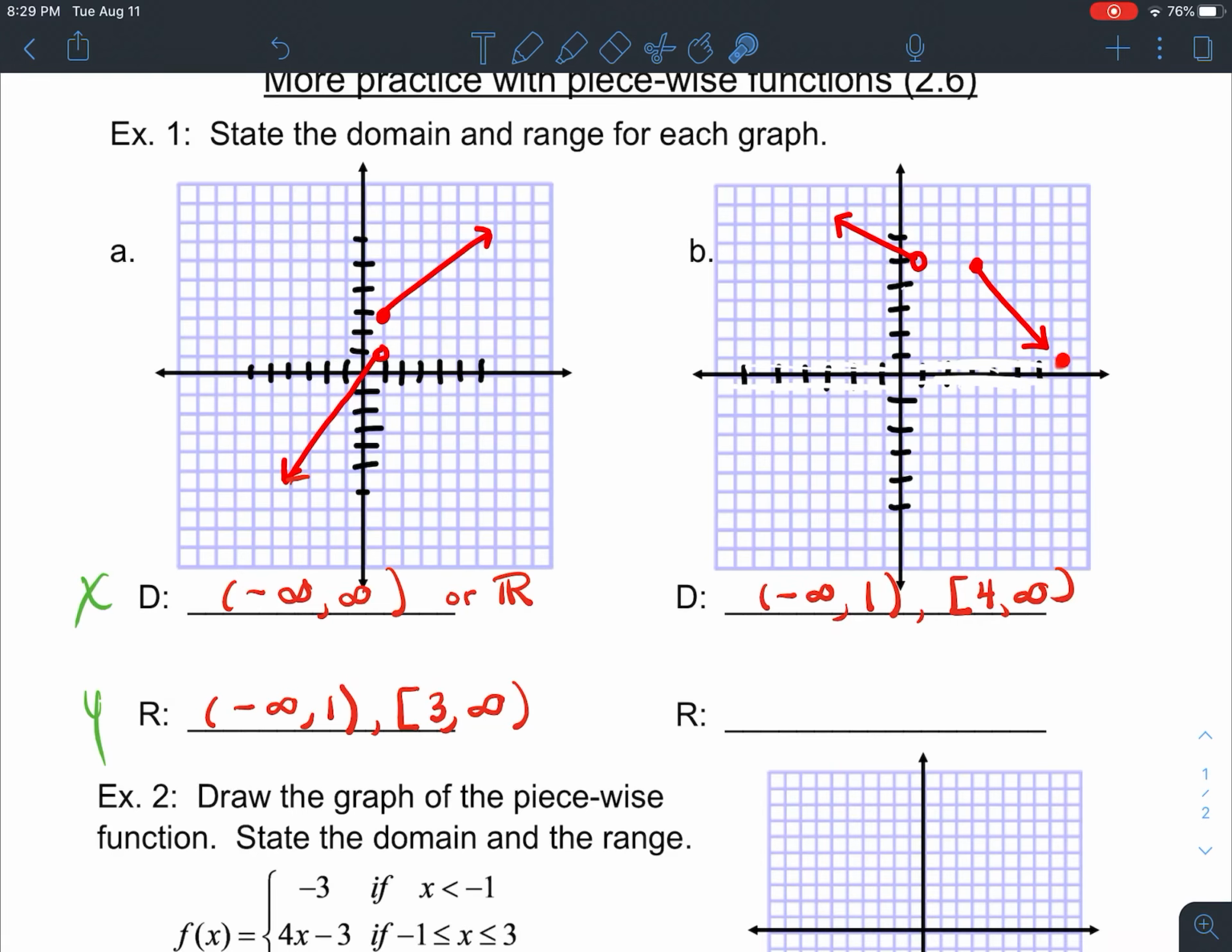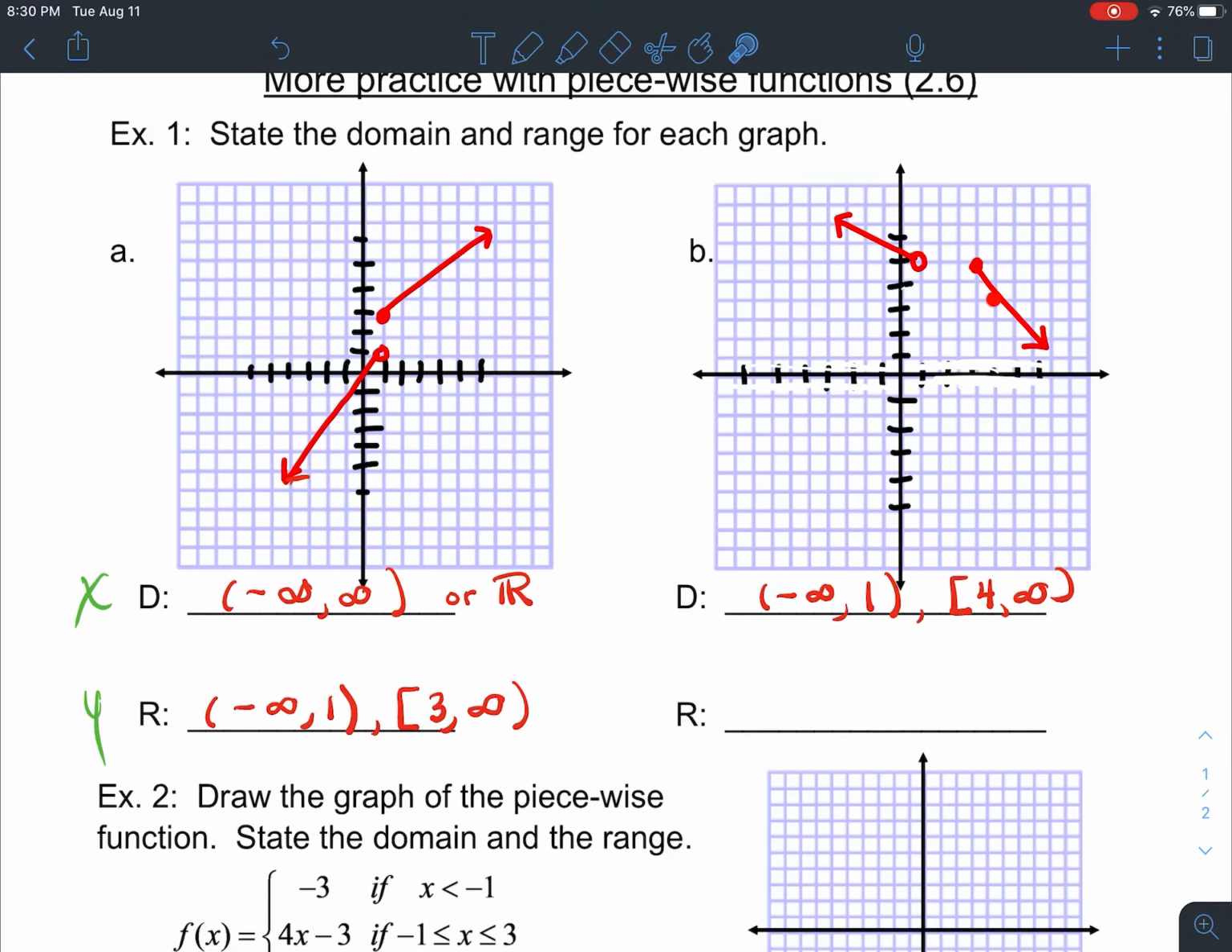Okay. My range, I want to look at the y's, start with the lowest point. This would start way down because there's an arrow here. At negative infinity, I would travel up that piece until I get to where it stops. This y value looks like it's 1, 2, 3, 4, 5, looks like it's 6 if I'm counting on the grid. So this goes from negative infinity to 6.